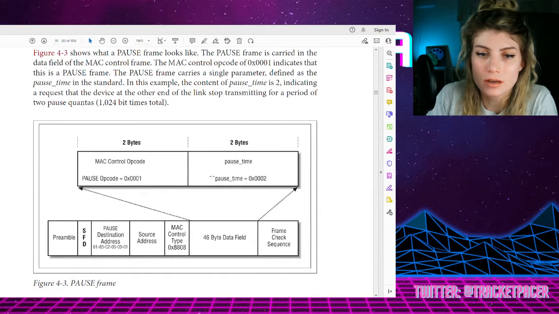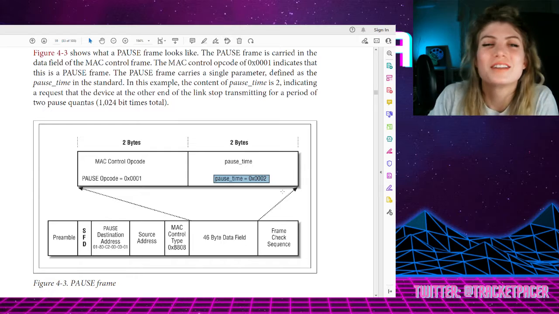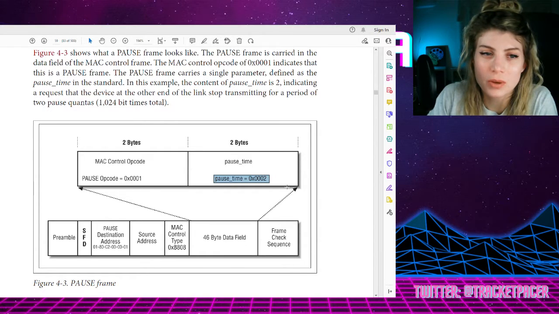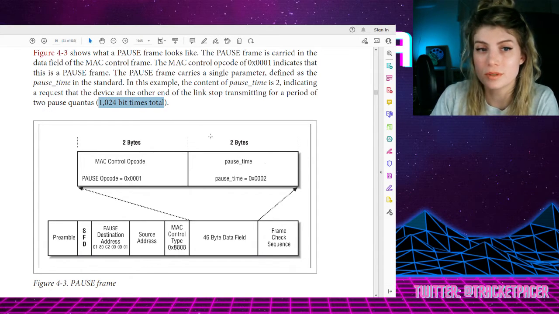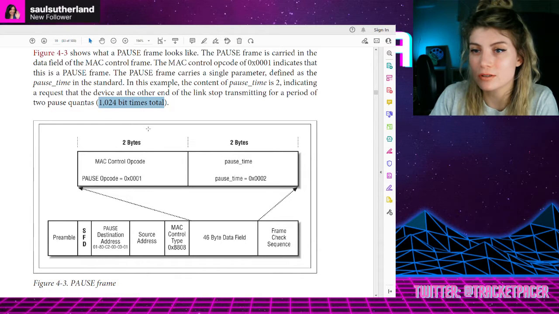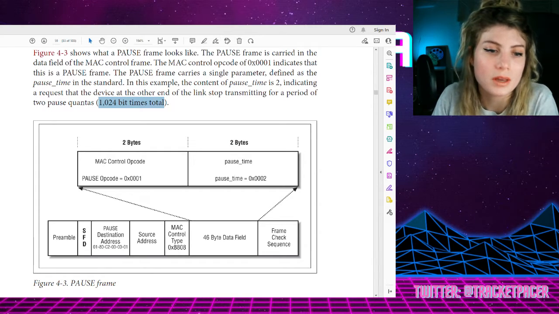So that apparently means that we are not going to transmit. We're pausing for a period of time equal to two pause quanta. So that would be equal to 1024 bit times, since each pause quanta is the same as 512 bit times. So yeah, I'm not even going to try to do that math on the fly if we're talking 10 megabit per second link, but I'm sure you can figure it out. Cool.